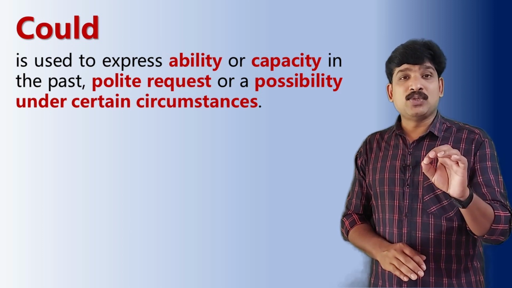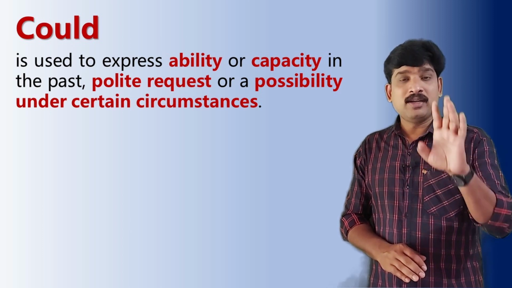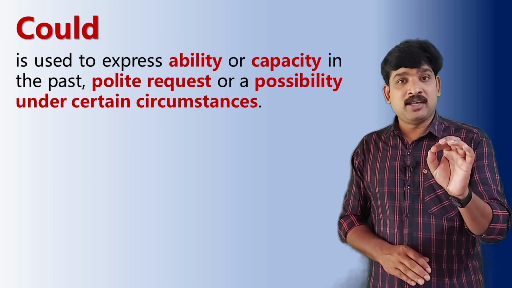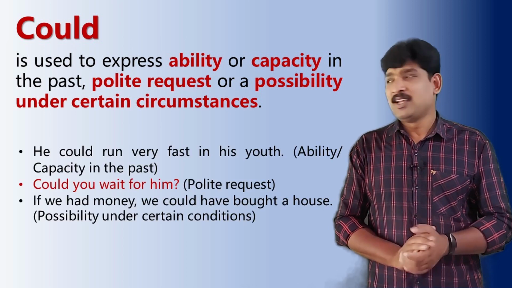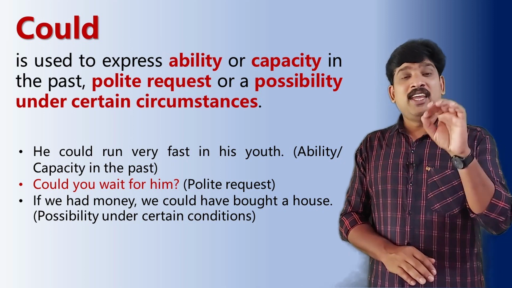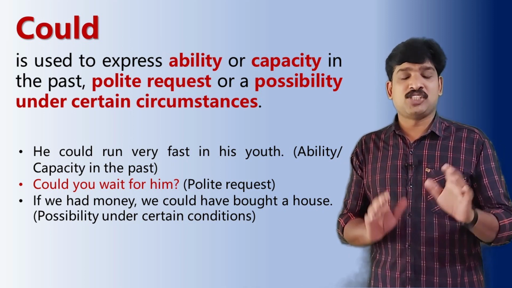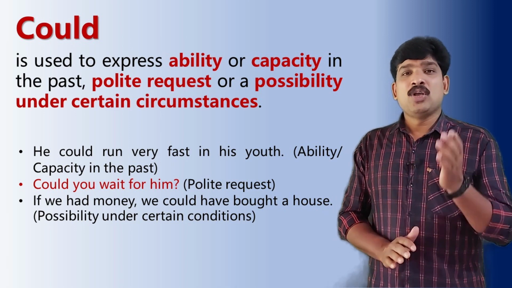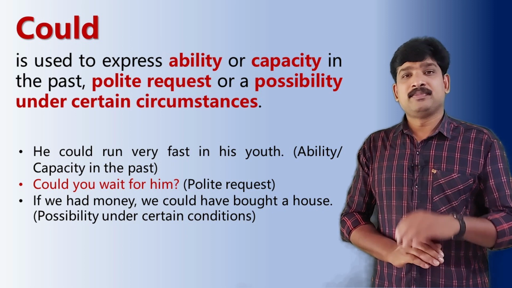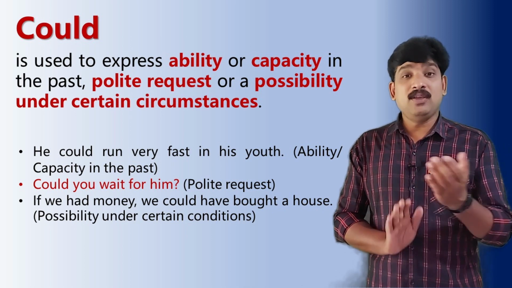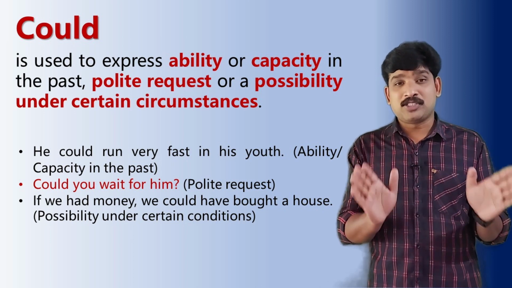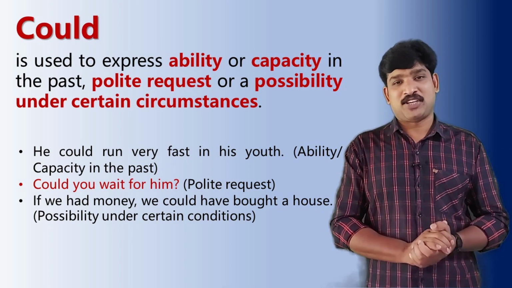Now let us look at the uses of modal could. The rule for the use of modal could is that it is used to express ability or capacity in the past, polite request or a possibility under certain circumstances. Look at these examples. He could run very fast in his youth. It's an ability or capacity in the past. Could you wait for him? It's a polite request. If we had money, we could have bought a house. It's a possibility under certain circumstances.